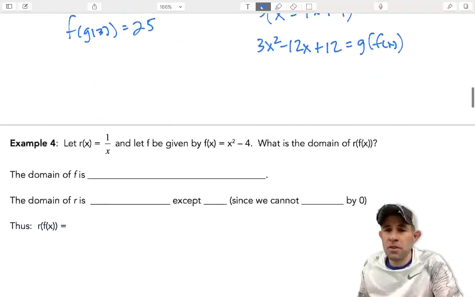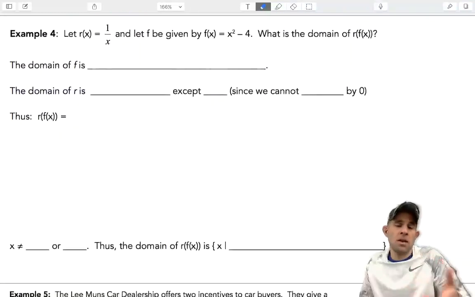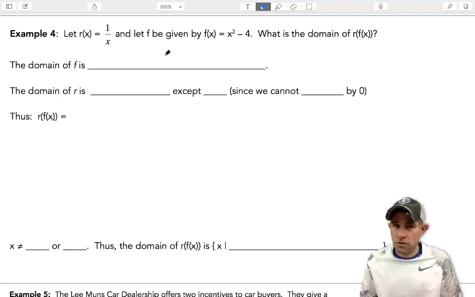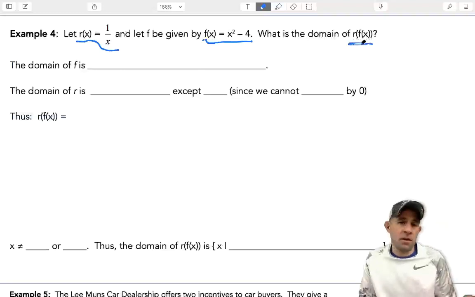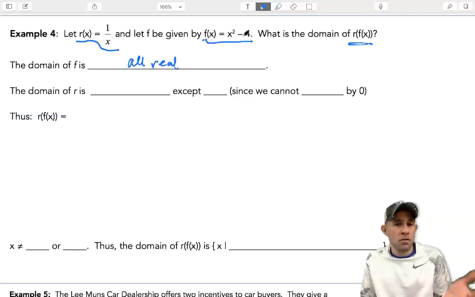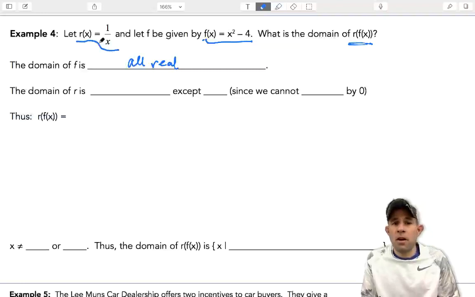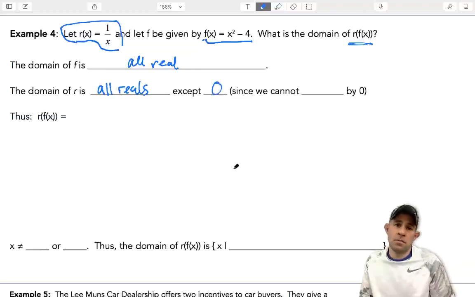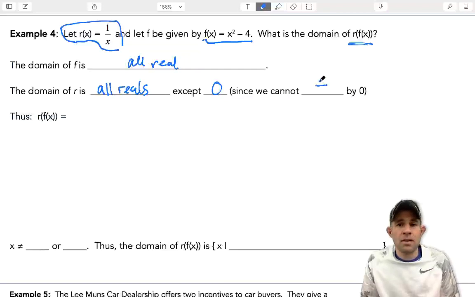All right, now let's move into talking about the domain. Remember, your domain is your set of inputs. What works for your function here? So let's evaluate each one of these domains by itself first, and then that will give us some insight into what the domain for r of f of x is. The domain for f of x is all reals. This is quadratic, and we know quadratic takes all reals. And the domain for r, if you take a look at r, is going to be all reals as well. However, it's not going to include 0. So it's all reals except 0 because we cannot divide by 0. That would make that term undefined.